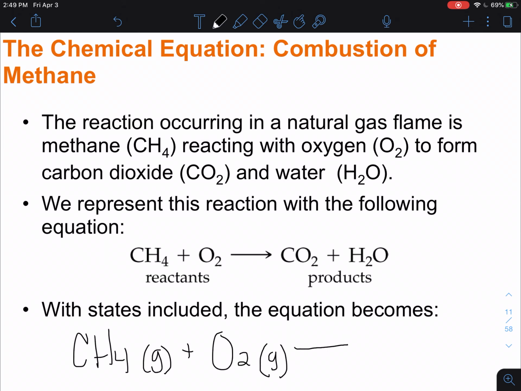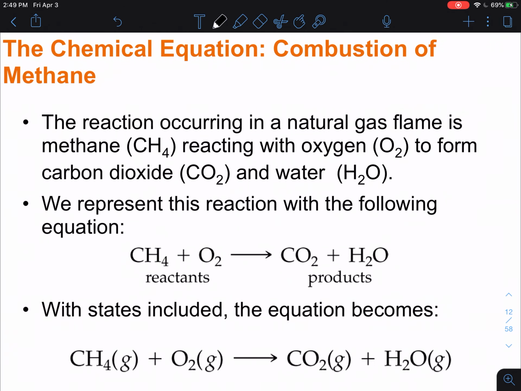All right. Arrow again. And then carbon dioxide, we know, is a gas. And then H2O, and sorry, I'm running out of room. I'm going to write G here as well, because H2O is going to be water vapor. So here it is right here, so you can see everything that I just wrote. All right, but we know what the subscript G means.